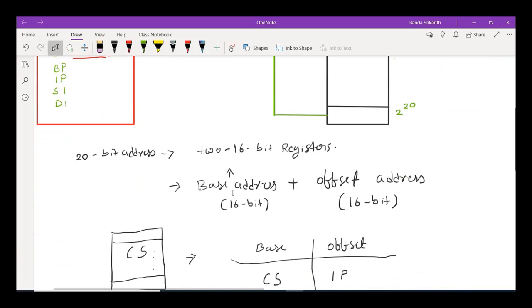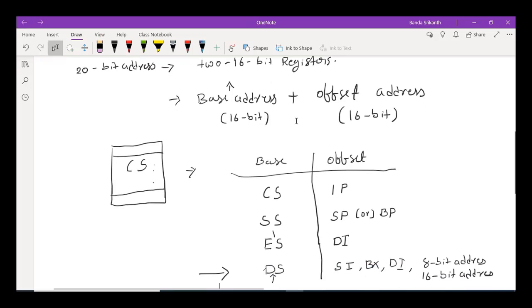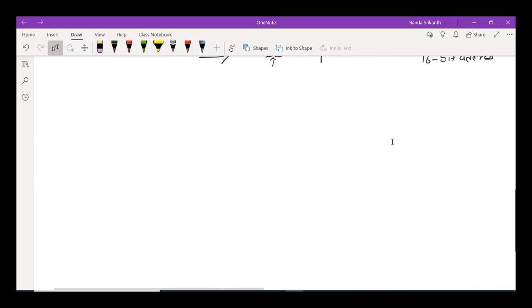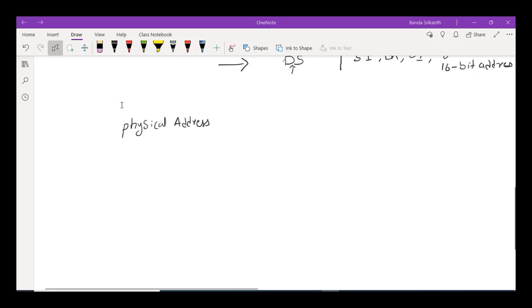If you directly add this base address plus offset address, will you get 20 bits? No. If you directly add 16-bit to 16-bit, you will get only 16 bits. Then how can the CPU generate a 20-bit address by using two 16-bit registers? That 20-bit address generated by the CPU is called the physical address. So how can we generate the physical address? We will discuss it in the next class.